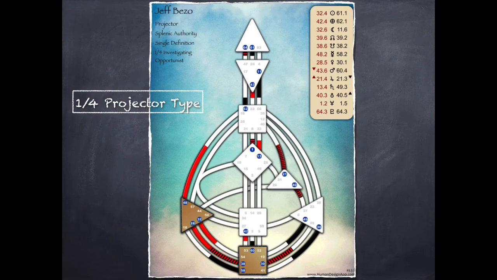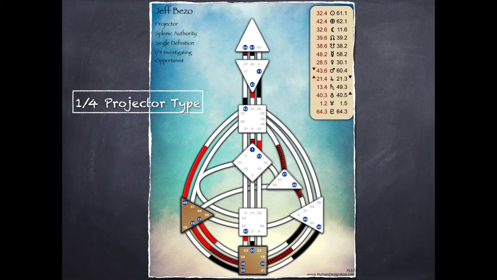When a projector carries a 1-4 profile, the process is much slower than most of the other types because they need to be recognized for what they know and the foundation they built before they can share what they know. And sometimes this recognition can take a while to come for a projector type. And if the recognition takes too long, some projector types might go out and try and make their own opportunities like they're a manifestor. Because that's not their strategy, it may not work out as they expected.